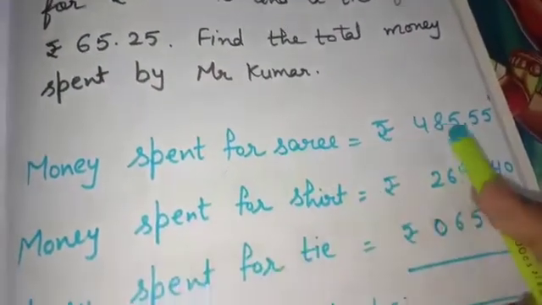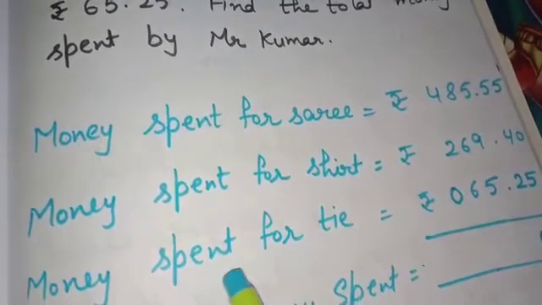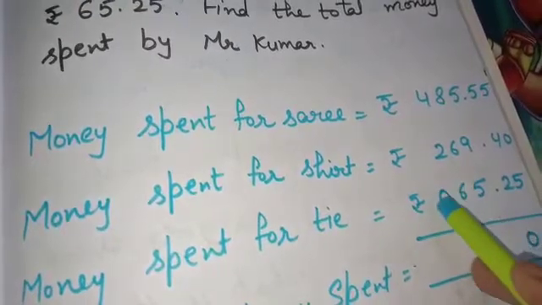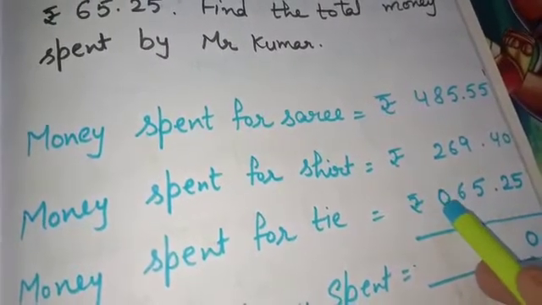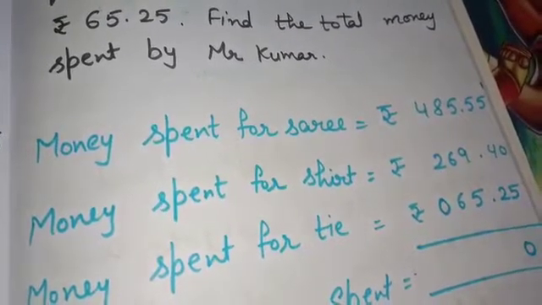Money spent for sari is given. Money spent for shirt is given. Money spent for tie is given. So, before adding, just fill all the vacant places with 0. And after that start addition as we did in worksheet 1.